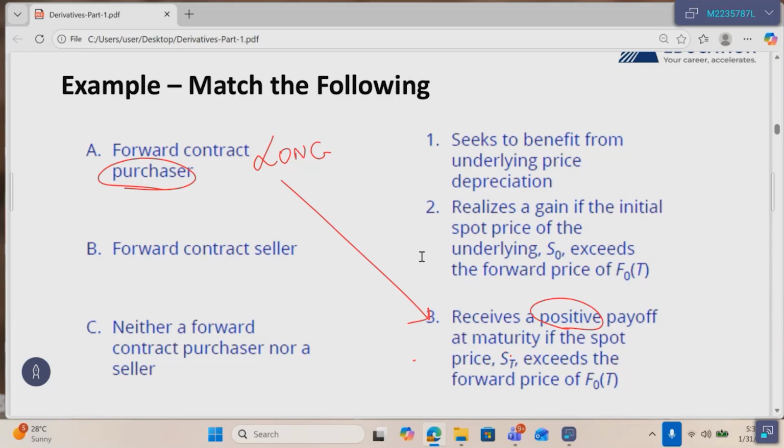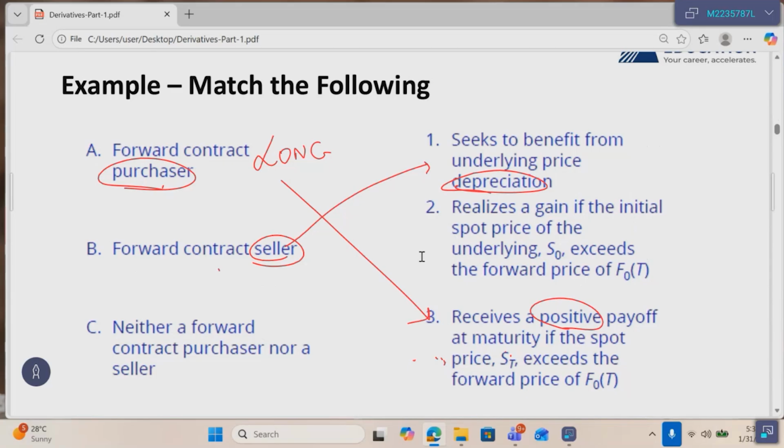Okay. Who is the forward contract seller? What does he do? Now, obviously, your purchaser is trying to benefit from an appreciation. A seller will try to seek underlying price depreciation. What's the answer? Clear? Okay. Purchaser wants appreciation and therefore he will earn at maturity. Seller wants depreciation and therefore he will earn at maturity if the price he sold at actually falls in the market. He has the right to sell at a higher price, right?